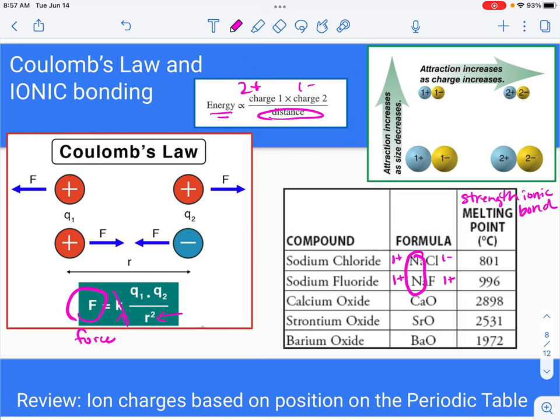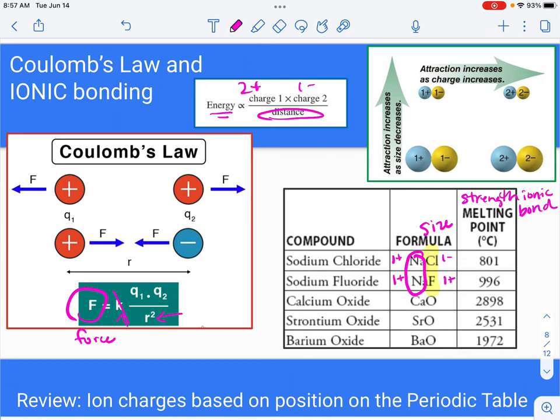So we're going to rule out everything that's the same and talk about what's different. Okay, so the charges are the same, the sodium ion is the same. The only difference is the chloride ion and the fluoride ion. And since they have the same charge, we're worried about size. On your periodic table, you can see that chlorine has one more energy level. This is all related to electron configurations. Chlorine has one more energy level than fluorine. And so the chloride ion would be larger than the fluoride ion.